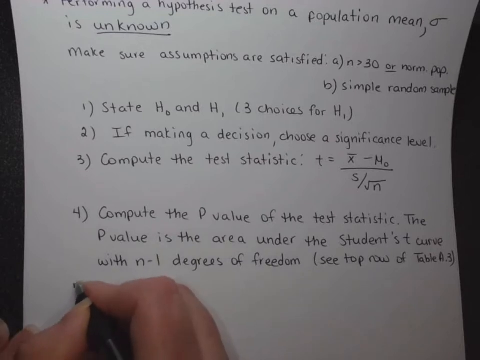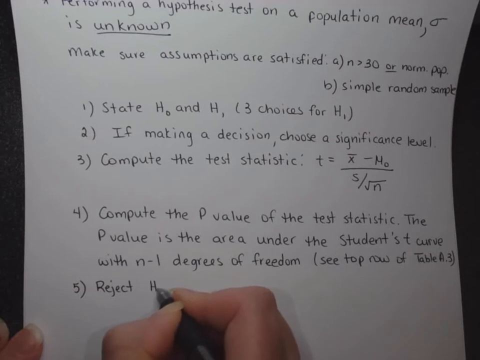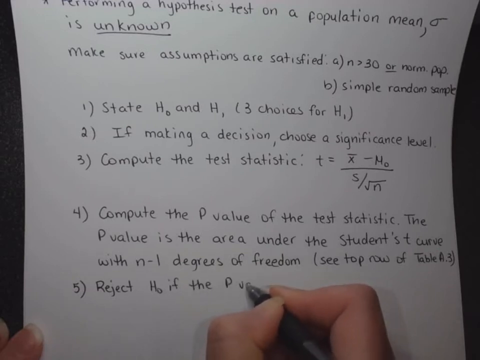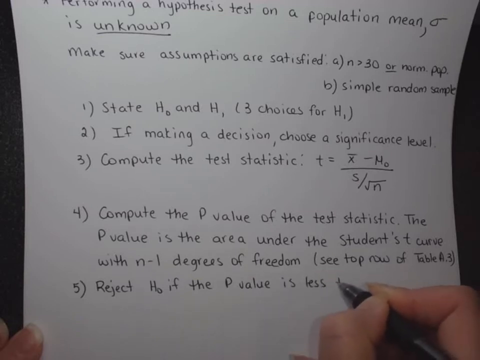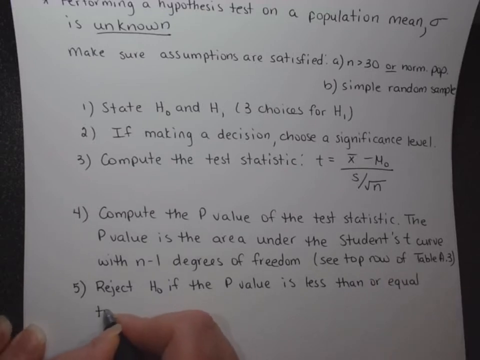And then you're going to reject H sub 0 if the p-value is less than or equal to the significance level.